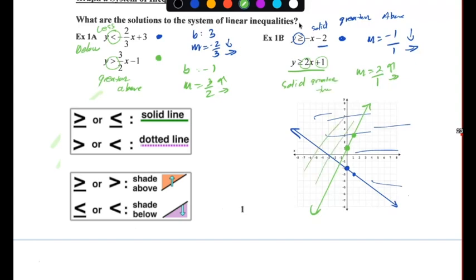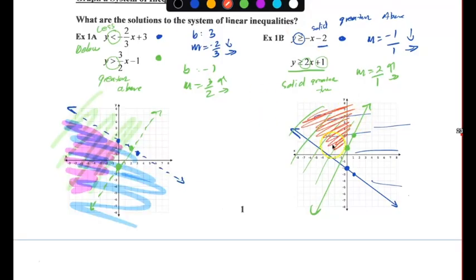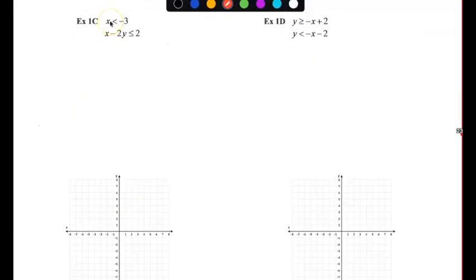So I'm just going to do this. And my solution will be where they both cross and shade. My solution is going to be all of this. You do have to mark down where your solution is. You can't just leave it to chance. You have to actually take a stand. That's my solution.